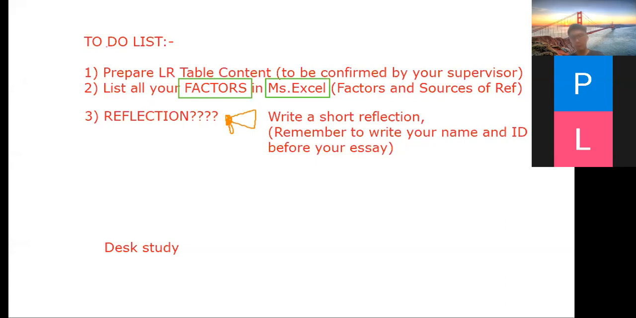The reflection is not open. Okay, I will inform Dr. Aisha because I am not assigned to the timings also. I will inform Dr. Aisha and you will do the reflection after that.